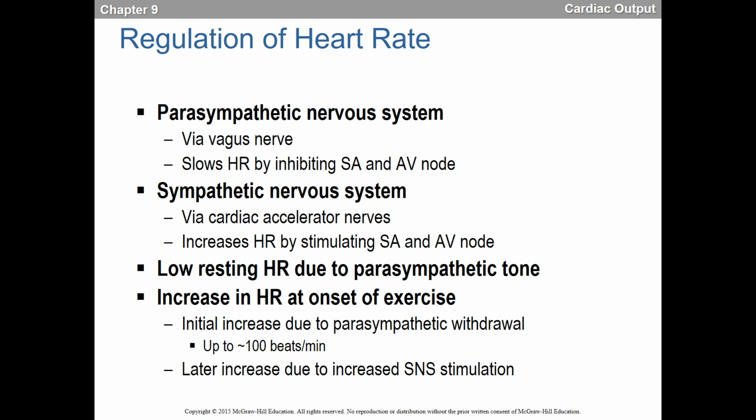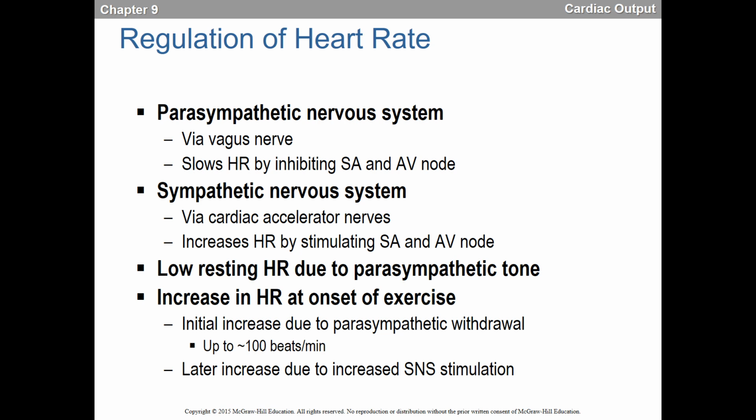But the vagus nerve gives parasympathetic stimulation, and that slows down your heart rate. Now, we have sympathetic stimulation called cardiac accelerator nerves, which effectively send out norepinephrine, that neurotransmitter, to the SA node and AV nodes to contract faster. And I think I just said AV nose. I don't mean nose. I meant node. Sorry. I'll try to stop making so many mistakes.